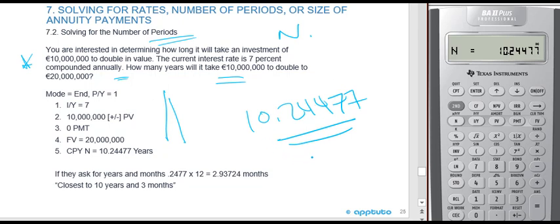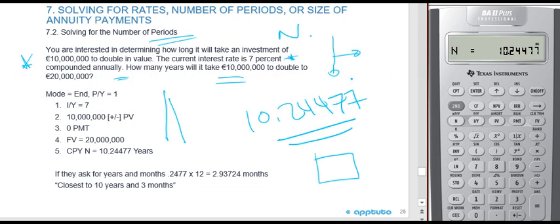Okay. Now some of you may have learned how to do that using the present value tables. You would do 20 million divided by the 10 million, and then you would go to the 7% table, and then scroll down until you found the number of years.